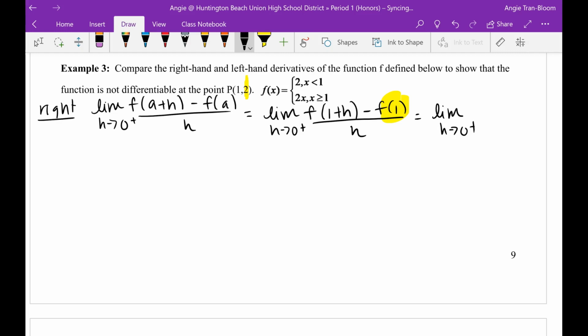Here's where I need to plug this in, and this is the part where students are going to be really confused. As h is approaching 0 from the right, that means you need to pick the right piece. Which piece is better for you? Well, this is really the one I'm looking at. Oops, I meant to highlight that. So this is the highlighted part, right? This is a right-hand derivative at the point (1, 2), so I would need to pick that piece right there as my right-hand derivative piece.